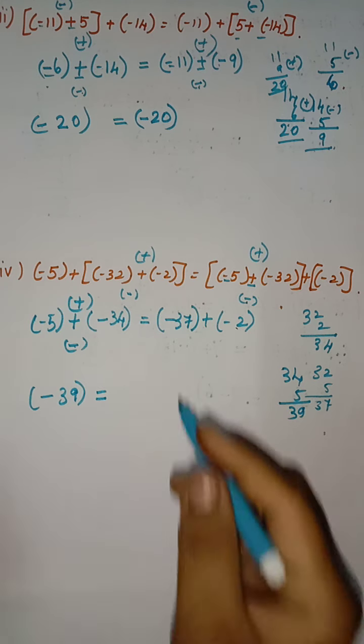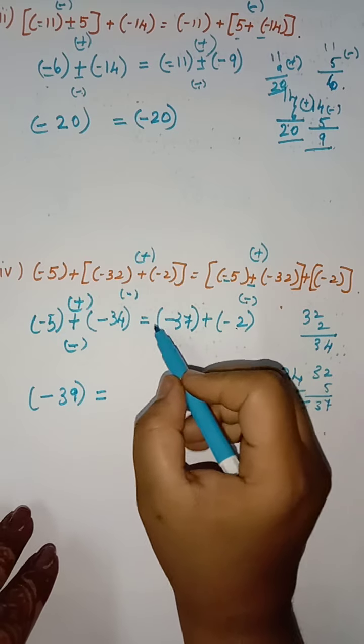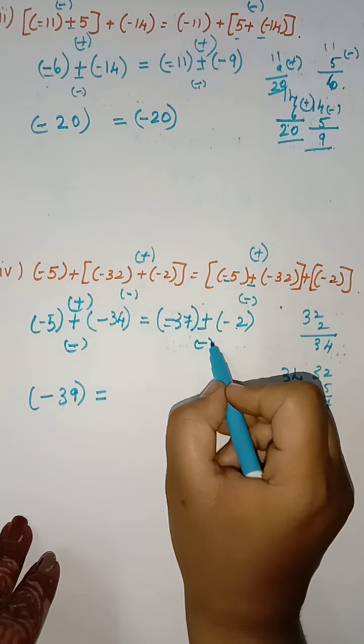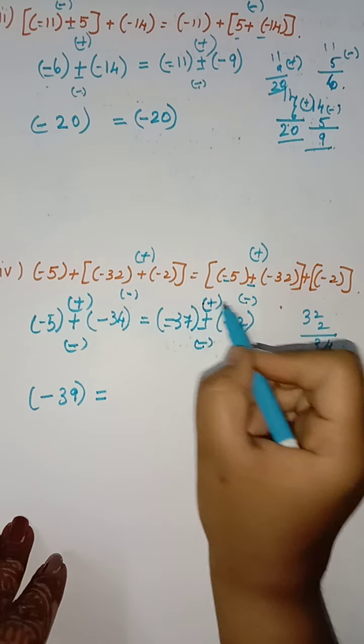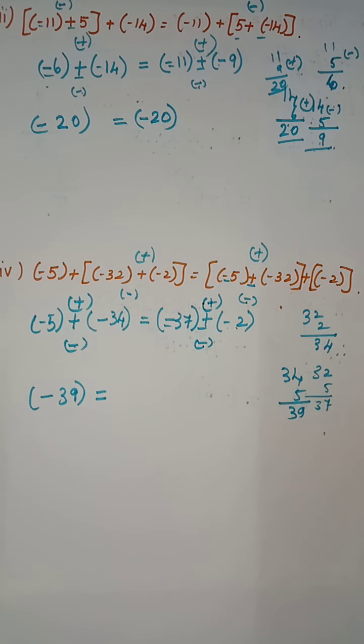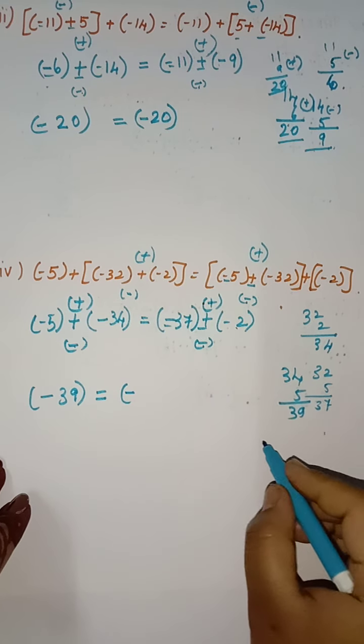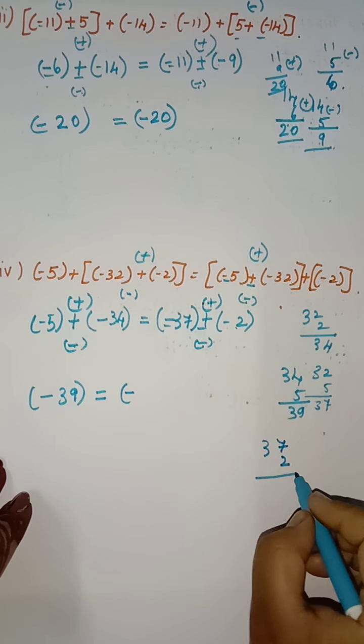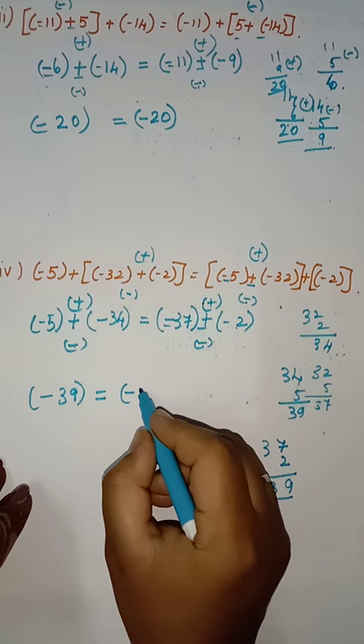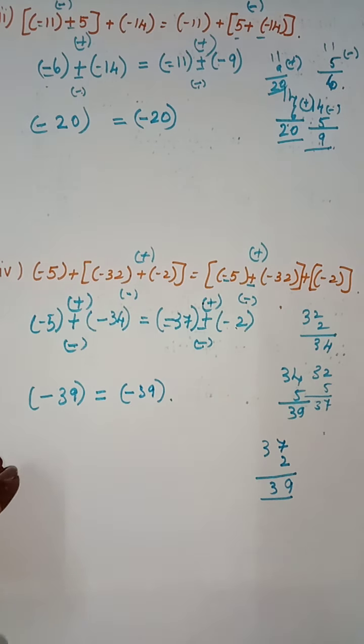Okay, the next thing is minus plus minus. So here minus into plus is minus, minus into minus is plus. So 37 is the biggest number, so it has a minus symbol. So 37 plus 2 is 39. So here 39 is your answer. Clear?